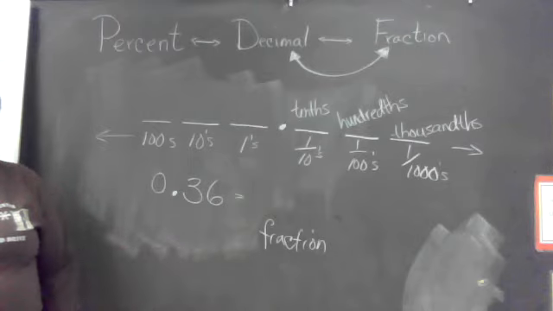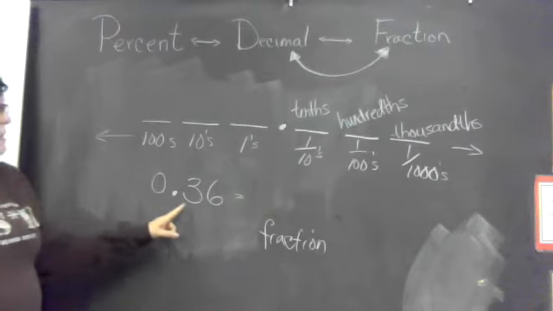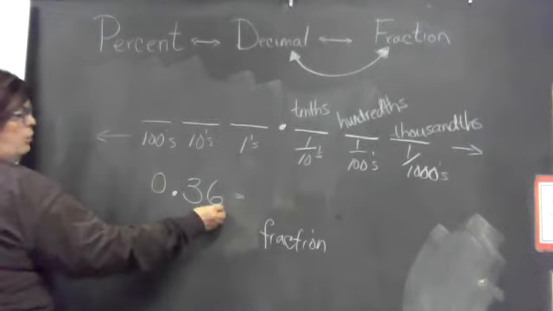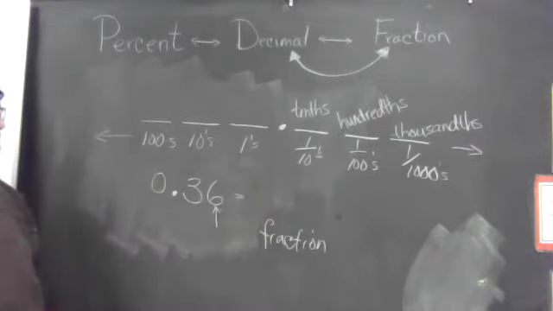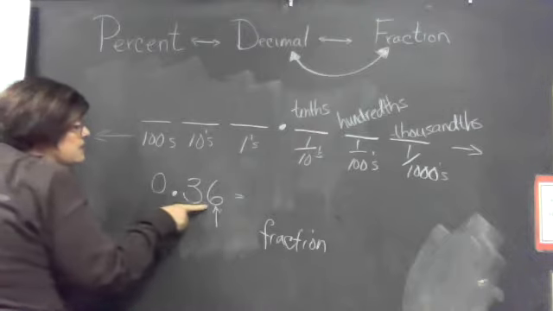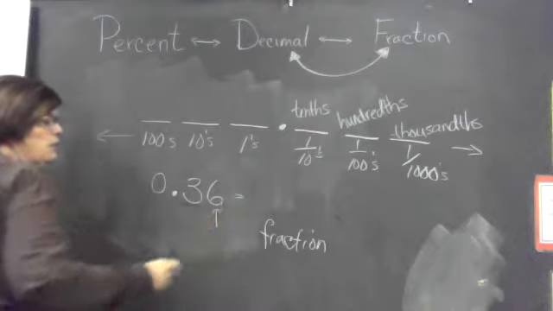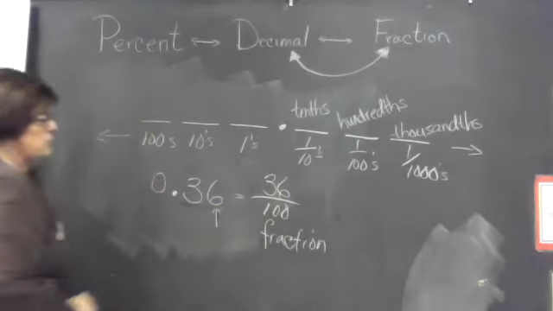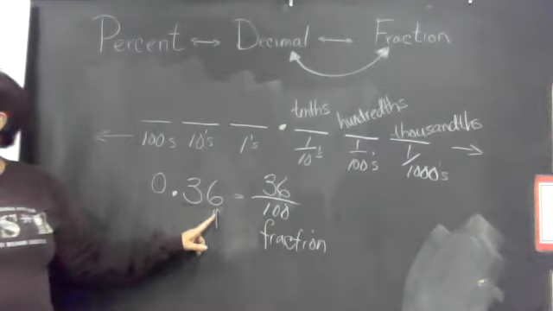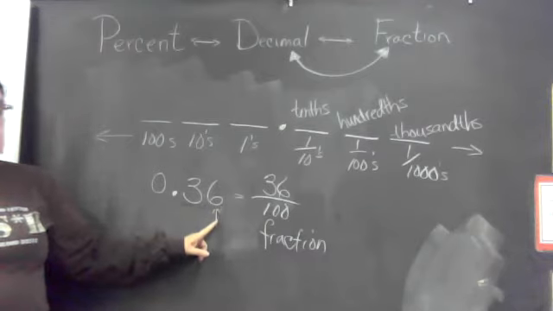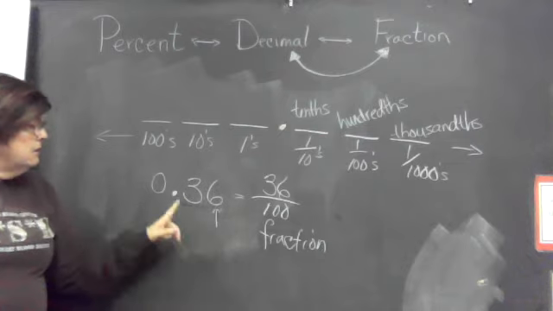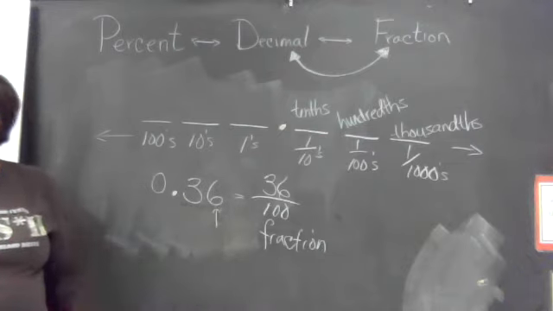Now what you do is you look at the very last decimal place. Look at the very last one. What place is this in? It's in the hundredths. So what you're going to write is this over 100. It's 36 hundredths. Do you see? We use the last place that you see. And then you write the whole number. 36 hundredths, right?